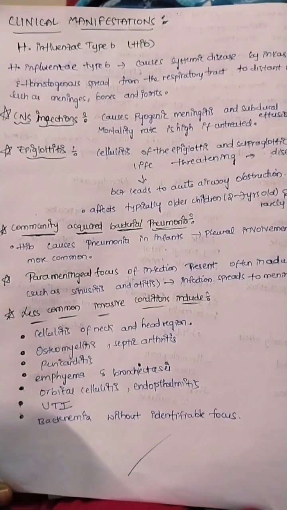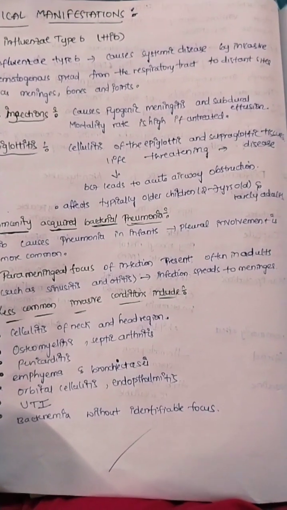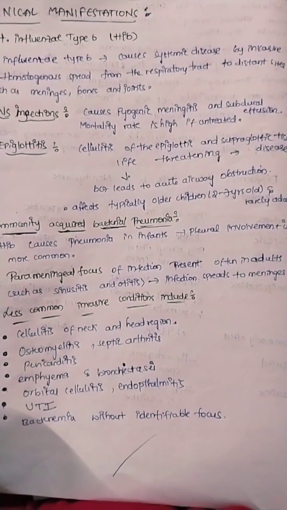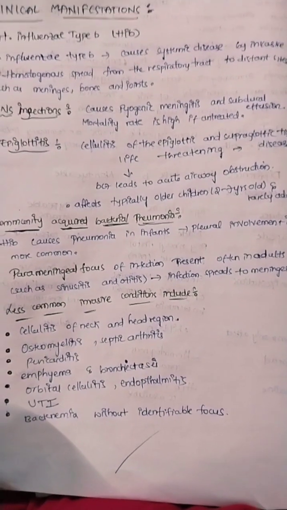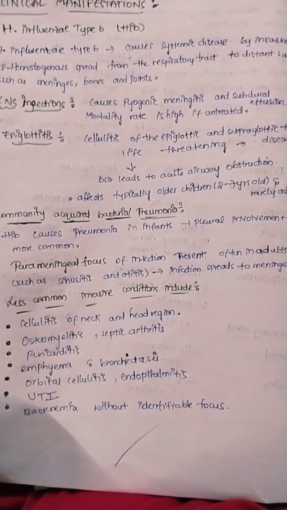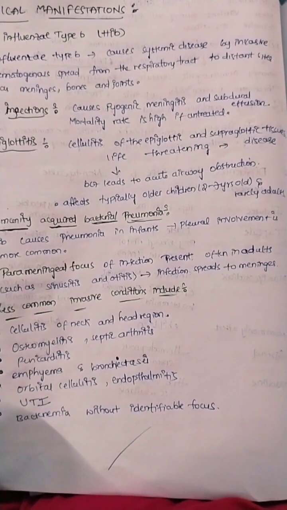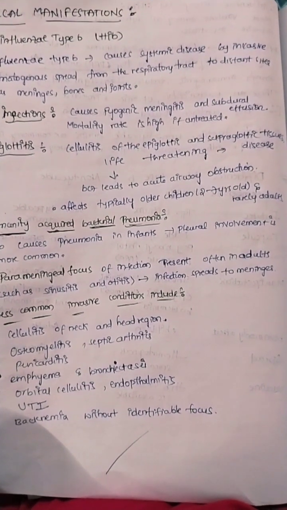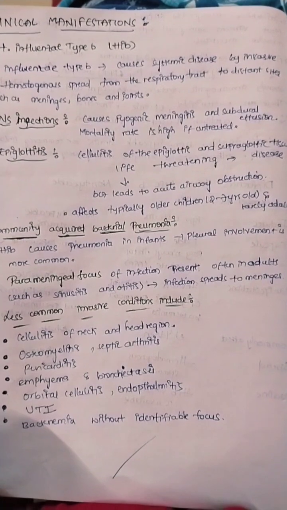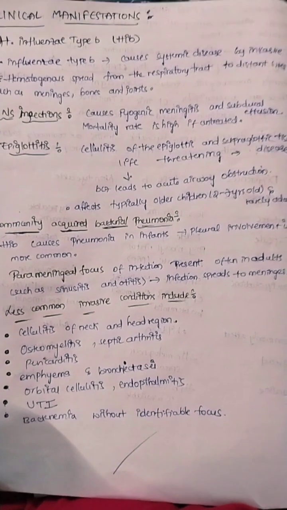Epiglottitis is inflammation of the epiglottis. Okay, cellulitis of the epiglottis and supraglottic tissues will occur. It is a life-threatening disease because the epiglottis is involved, meaning the airway will be involved, so airway obstruction will occur. It is life threatening, and it typically affects older children, like 2 to 7 years old, and rarely adults. When we are taking cases, history taking is important. We should ask for the age, and we will rule out whether it is Hemophilus type B or Hemophilus influenzae non-typable strain.